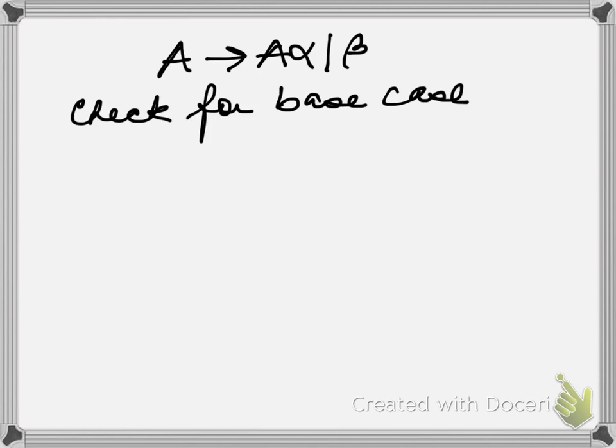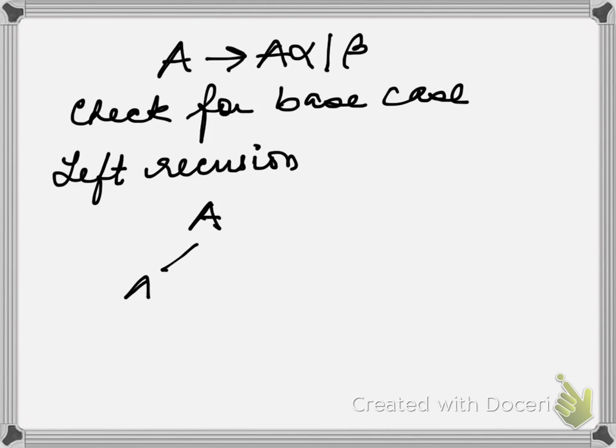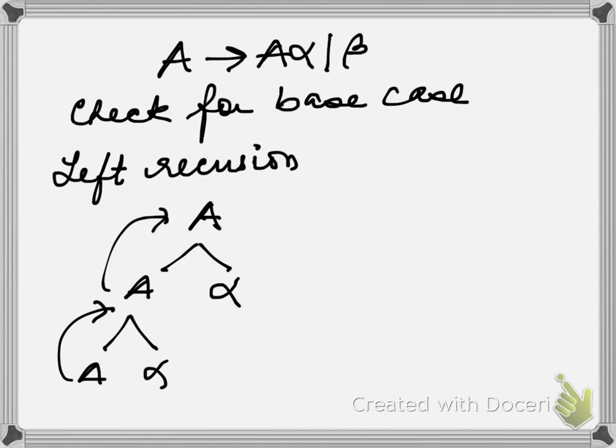Now in case of left recursion, I have A which immediately calls A again. So there is an immediate recursion. A is calling A again. If I expand A, again A is calling A. If it continues in this manner, it does not check for the base case, and it directly goes on to calling itself in the recursive case.